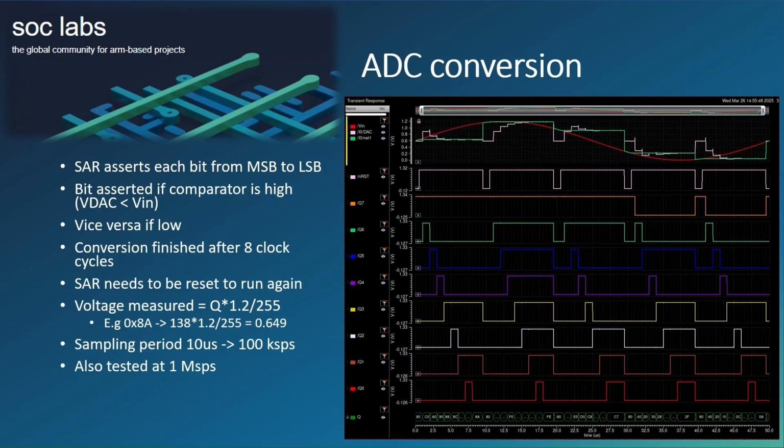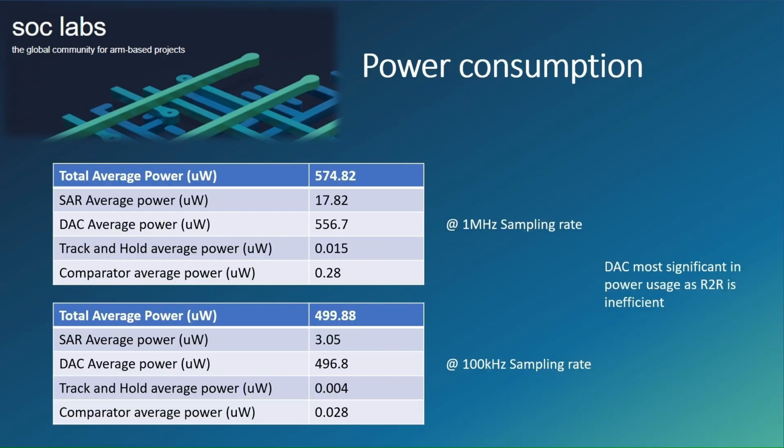We actually found with this that we can push this a bit harder in terms of frequency, so this can go up to about 1 million samples per second. Power consumption in this design is really dominated by the DAC. The R2R is not the most efficient design. It's just kind of the easiest that we could pick up, and that's definitely a point for future work. And we do see a bit of scaling with the power with frequency as well.